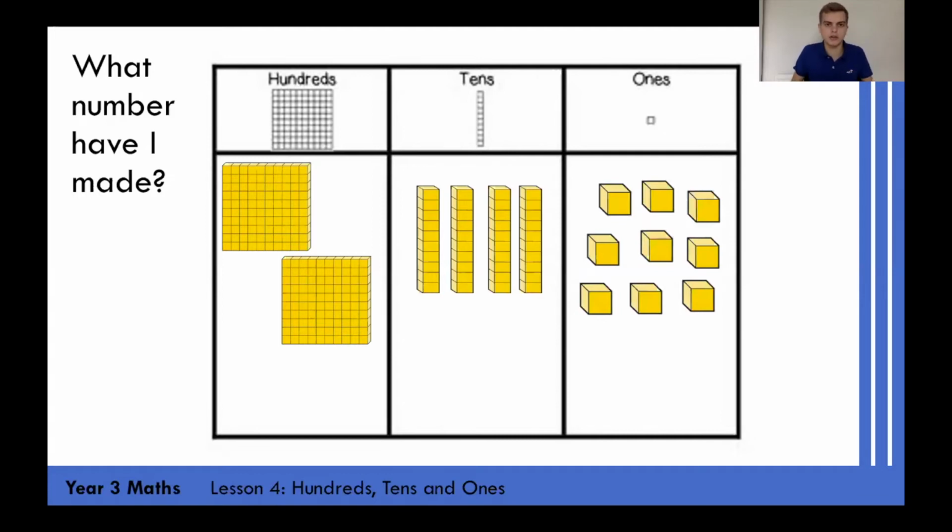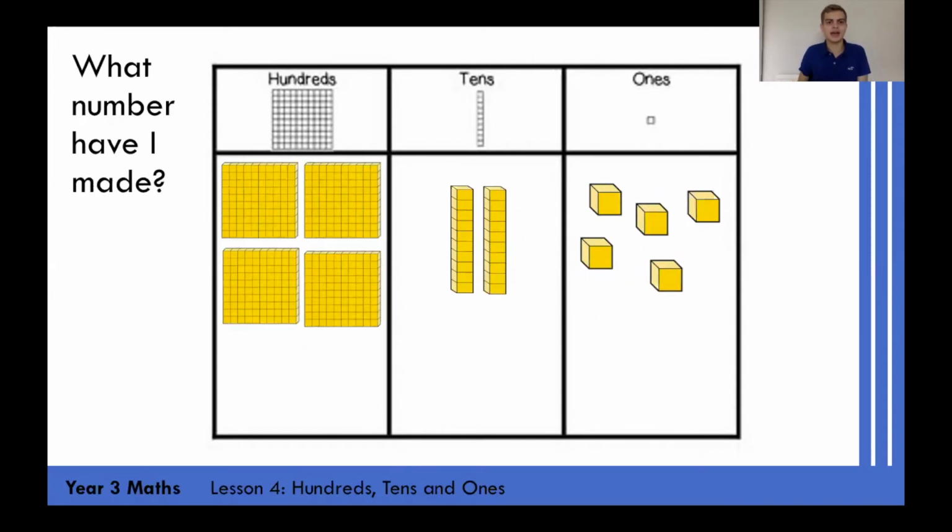Fantastic. I know I've got 2 hundreds, I've got 4 tens, and it looks like I've got 9 ones. 249. Well done. If you managed to get that, great job. Let's have a look at this one then. Okay. Ooh, so what number have I made here? How many hundreds? How many tens? How many ones?